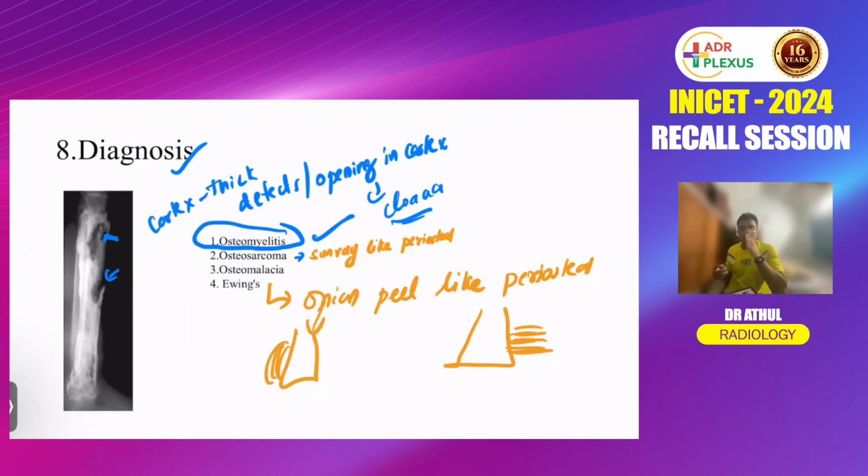So if you are seeing this periosteal reaction only, then you should go for the options of osteosarcoma and Ewing sarcoma. Otherwise, if you are seeing thick cortex, because it is dead bone, there is no resorption going on. So the bone will appear thick. There will be some holes for the pus to come out. That is cloaca. Sometimes you will be able to see involucrum and sequestrum also.